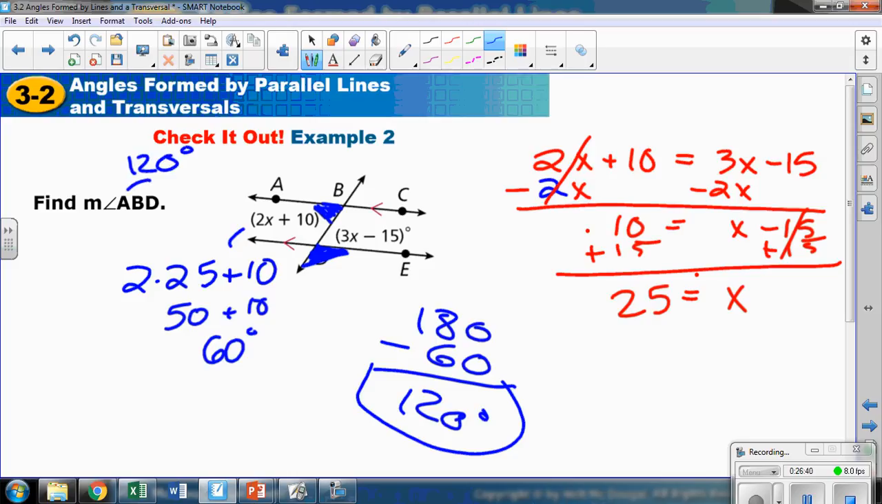And it took kind of a lot to get us there. You needed to recognize the alternate interior angles theorem to create the equation in red. That turns it into algebra 1. So you have to use your algebra 1 skills to solve for x.